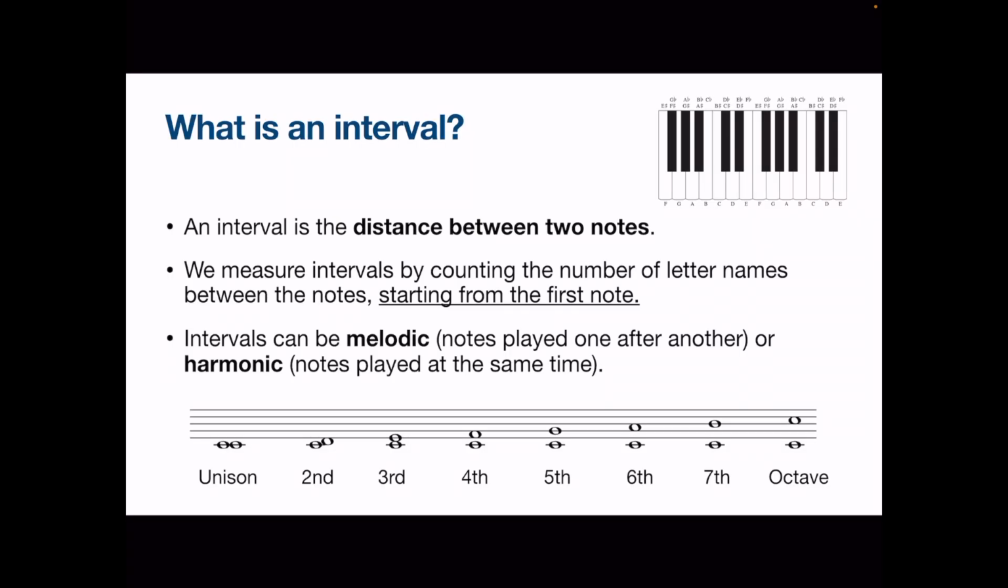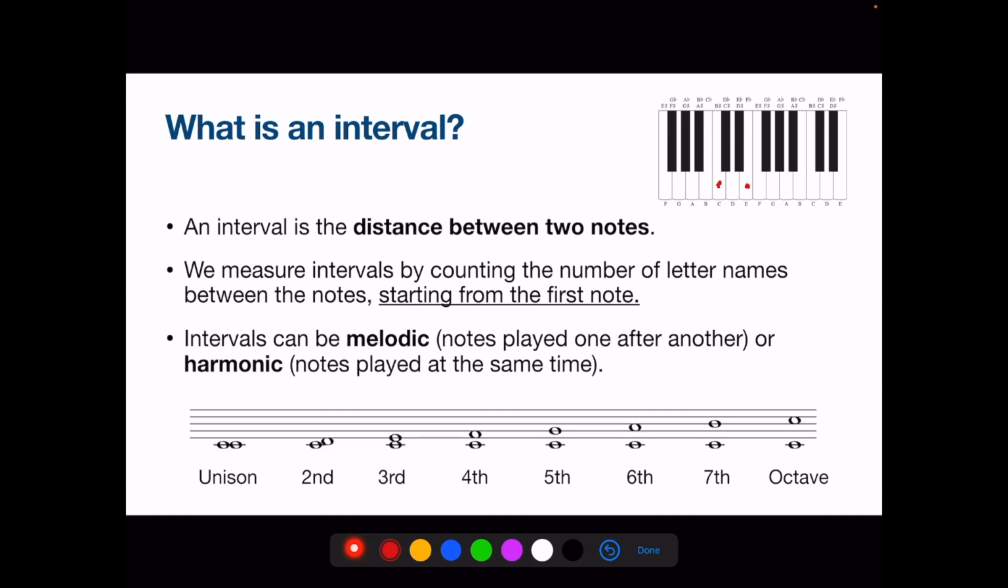So, what is an interval? An interval is the distance between two notes. We measure intervals by counting the number of letter names between the notes, starting from the first note. So, for example, if you hear something like this on the piano, what I'm playing is a C and E. And you could play them together, you could play them one after another. And either way, these are called intervals because there are two notes involved, and we're interested in finding out the distance between these two notes.